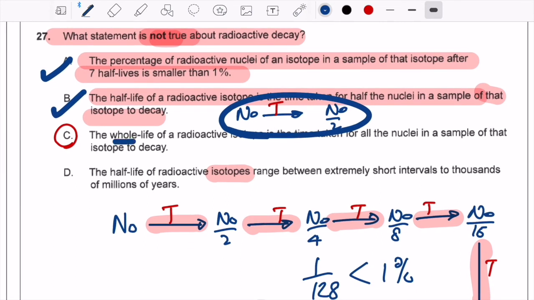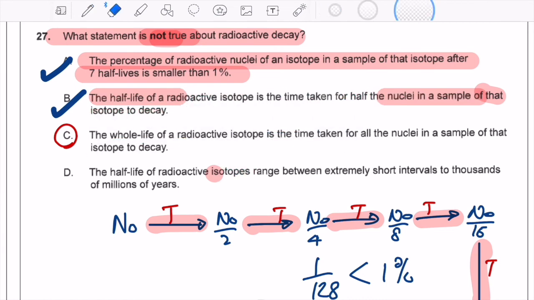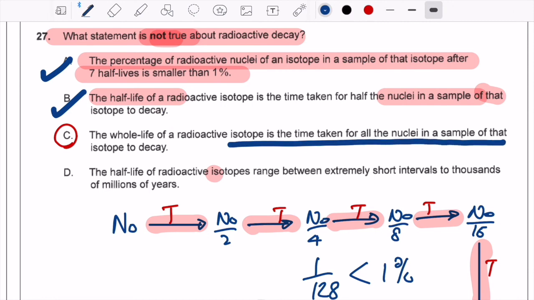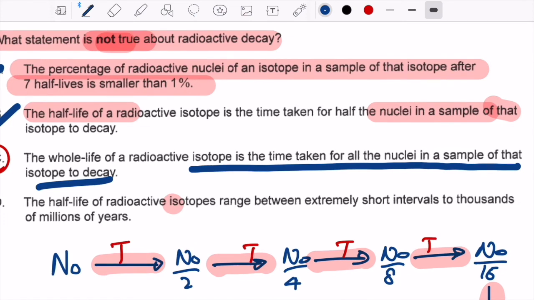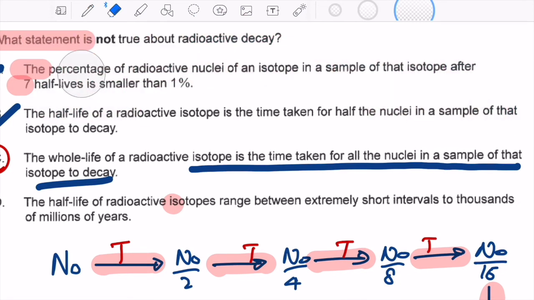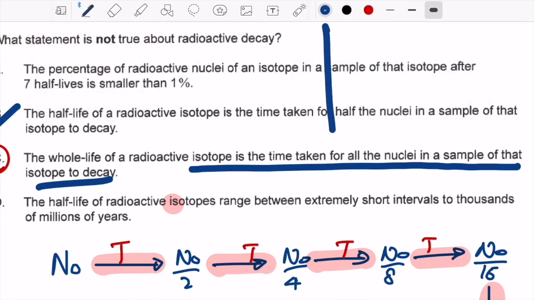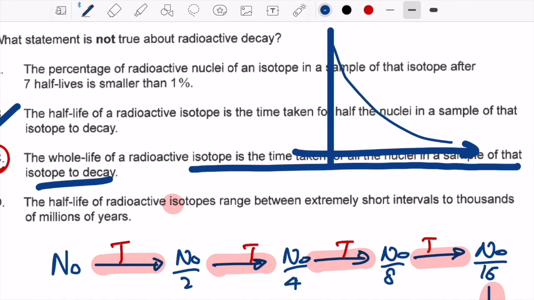The whole life of a radioactive isotope is the time taken for all the nuclei in a sample of that isotope to decay. Whole life, we never define whole life, we only define half-life. Why? Because we know the graph goes in an exponential decay shape, like this. Actually it is an asymptote.